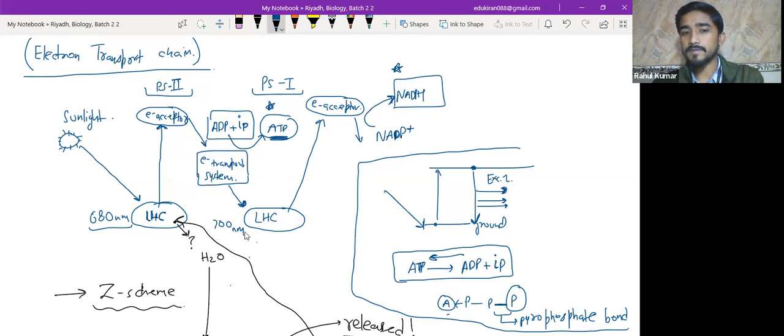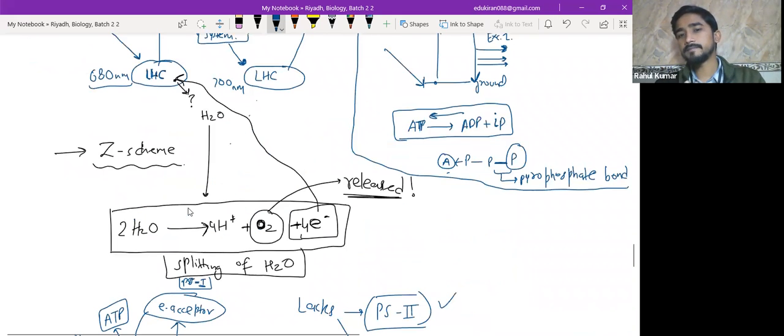Then further on, when electrons from PS2 come to a lower state, they are passed over to the LHC of PS1, and again they get accepted by an electron acceptor, and in the second step this electron is utilized to make NADPH, right? I told you that ATP and NADPH are two types of high energy rich chemical intermediates, correct? So all of this is clear till now?